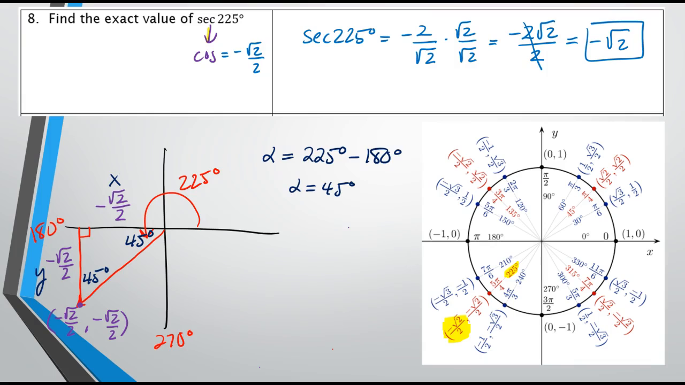Now I need to know what the secant is. So I'm going to focus on my x value, because I know that my x value is cosine. So if I can figure out that this is cosine, then I would just take this thing and flip it upside down, which is exactly what I did over here. So either way, you should get the same answer. It just depends on whether you prefer looking at the unit circle or whether you prefer drawing your triangle every time.